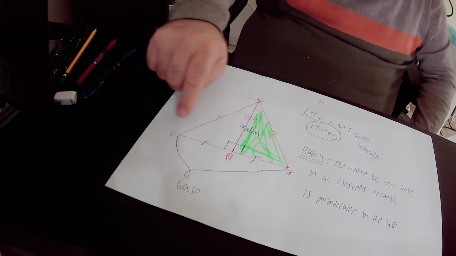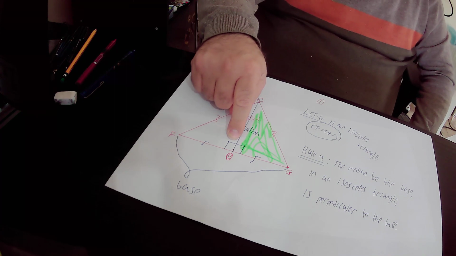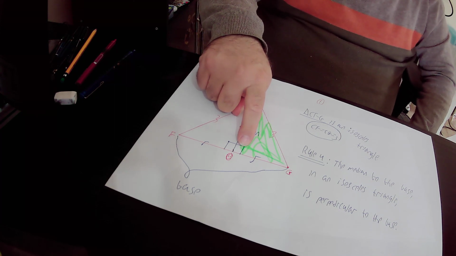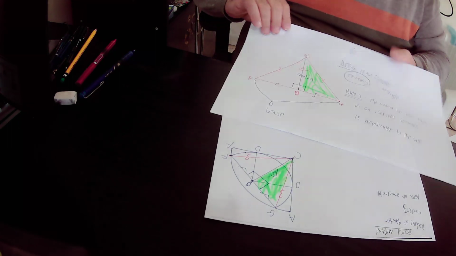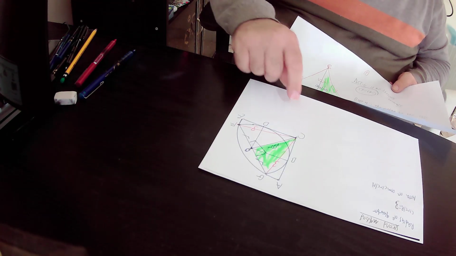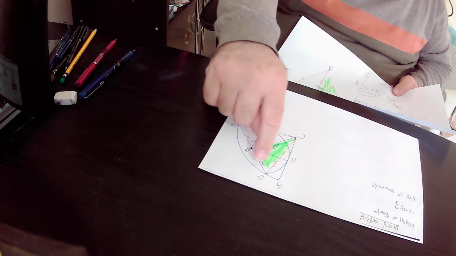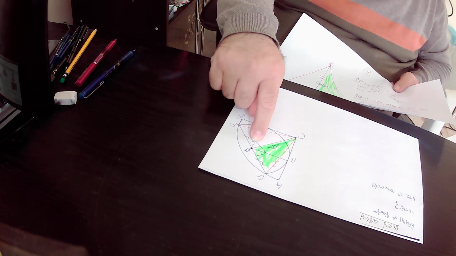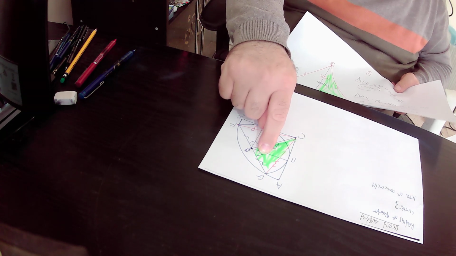So CO is perpendicular to FG. That is to say, this angle equals 90 degrees, and this angle will also equal 90 degrees according to rule number 4. Here also, the median CO is perpendicular to the base GF. That is to say, this angle equals 90 degrees, and this angle will also equal 90 degrees according to rule number 4.